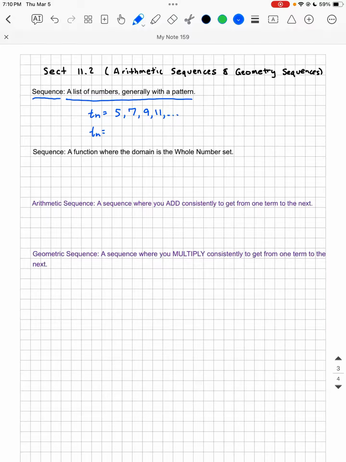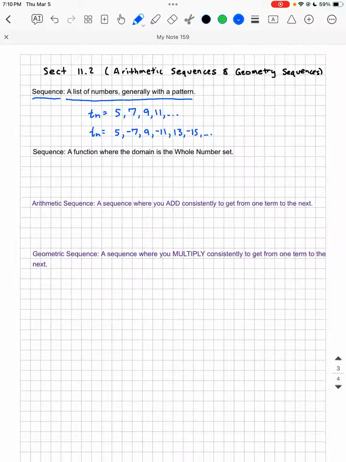Another example of a sequence may be something like t of n is equal to, let's make it a little bit more difficult, 5, then negative 7, then 9, then negative 11, then 13, then negative 15, and so on and so on. In this case, you can see what the pattern is. Writing an equation for that one probably will not be as easy as the first one, but nonetheless, it is a sequence.